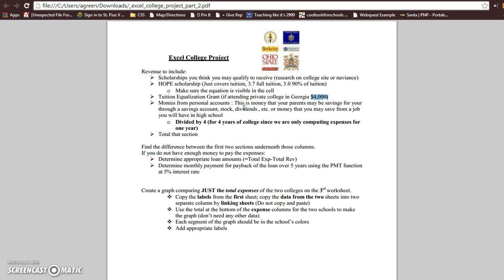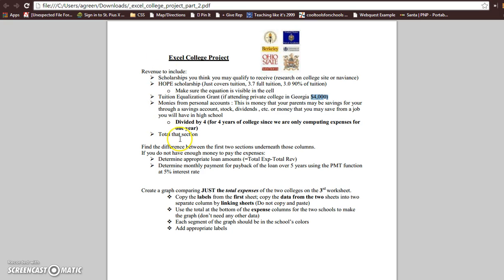It can be a rounded number. If they tell you $40,000 for all 4 years, you would need to divide that by 4 because we're only calculating 1 year of expenses. So again, make sure that you talk with your parents to get that number, and if you don't have any savings, there's nothing wrong with that. You will need to get a loan, and so we'll be calculating that in the next section.